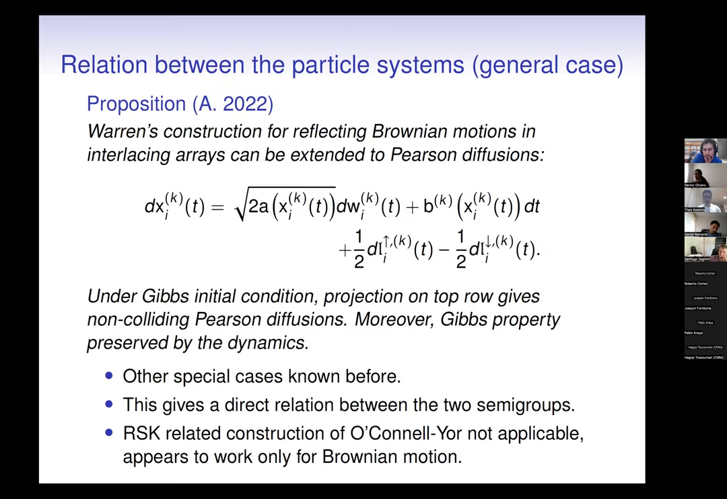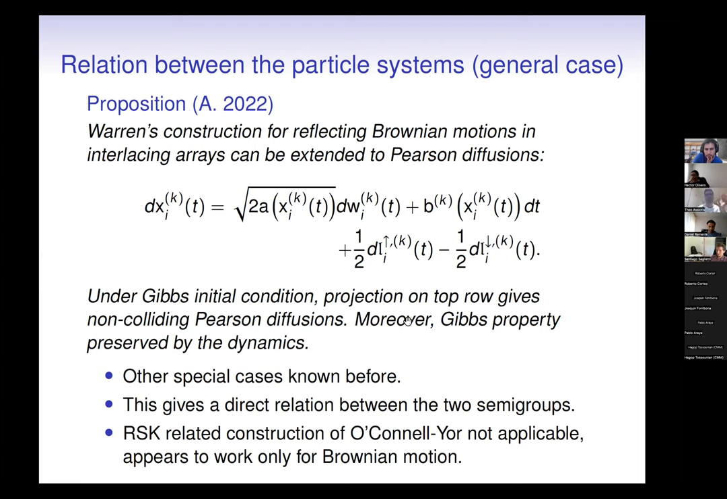Okay, let me give you a final theorem. The final theorem is the construction I showed you, the construction of Warren that works with Brownian motions in the interlacing array. You can do the same thing for these Pearson diffusions. So you can consider them in the interlacing array. And this basically gives a coupling between the interacting particle systems at the edge, which are the ones with one-sided reflection, and the ones on the top, which, according to this theorem, are non-colliding Pearson diffusions. And the result is basically that what holds for Brownian motion holds in this case as well.